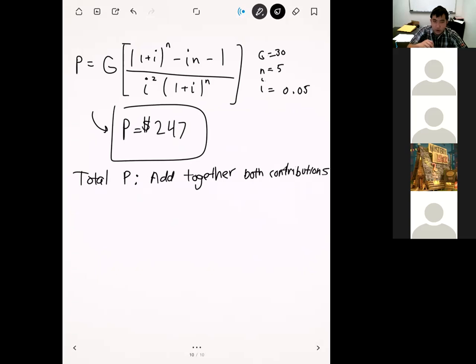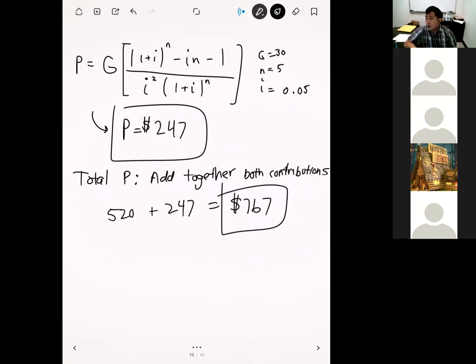All right, and so to get the total amount that we have to put aside now, we can just add together the P from the previous page and this one. From the previous page, we got a P of 520. And here we have a P of 247. We add this together, and we get a total P value of $767. So if your friend takes $767 right now and puts it into a bank account with a 5% interest rate, that's going to cover all of his maintenance costs over the 5 years. Any questions on the end of this example here?